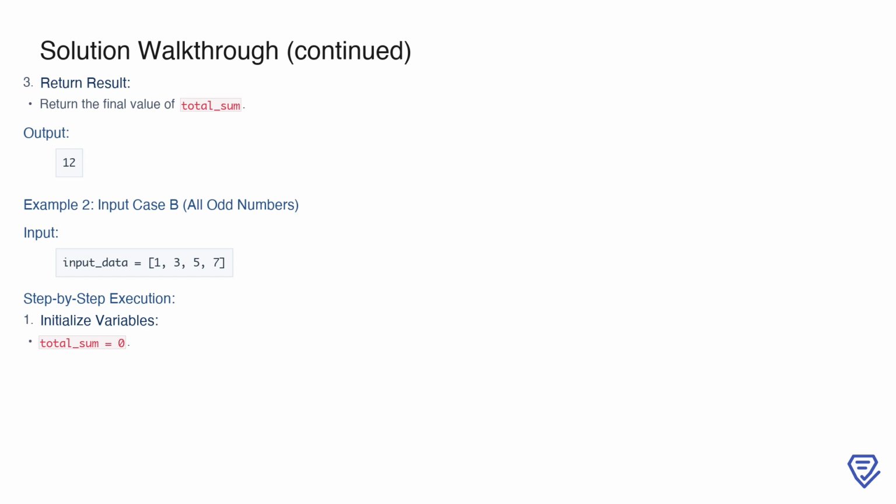Here, the output of the function is 12, which represents the sum of the even numbers in the input list, 1, 2, 3, 4, 5, 6.